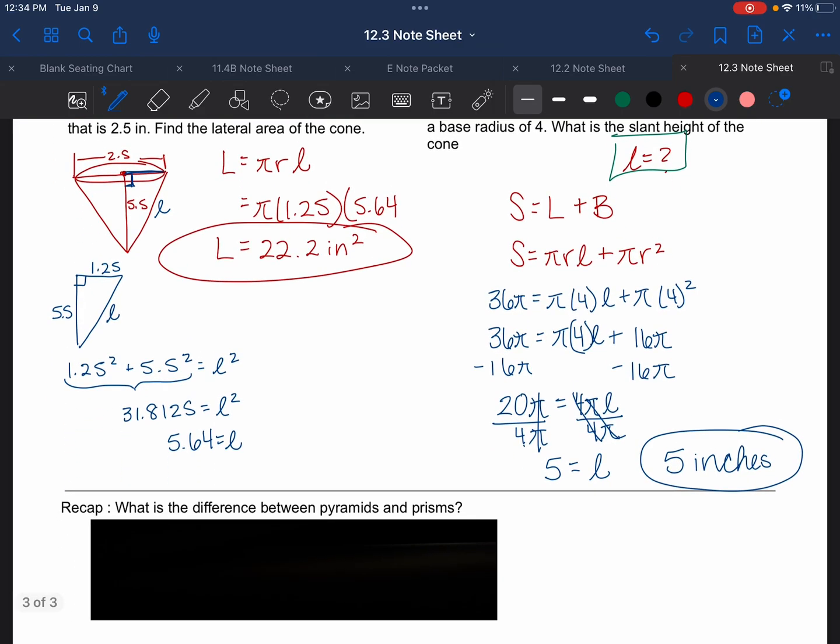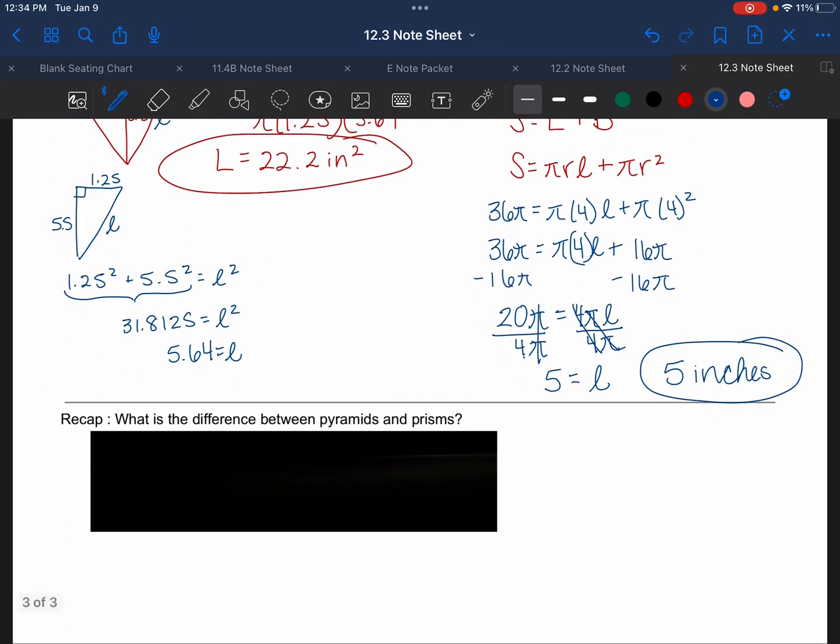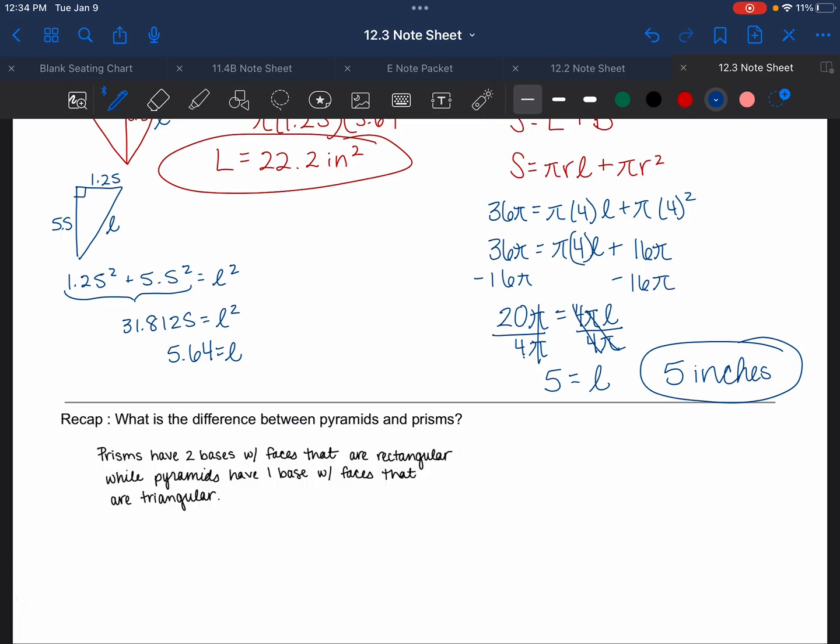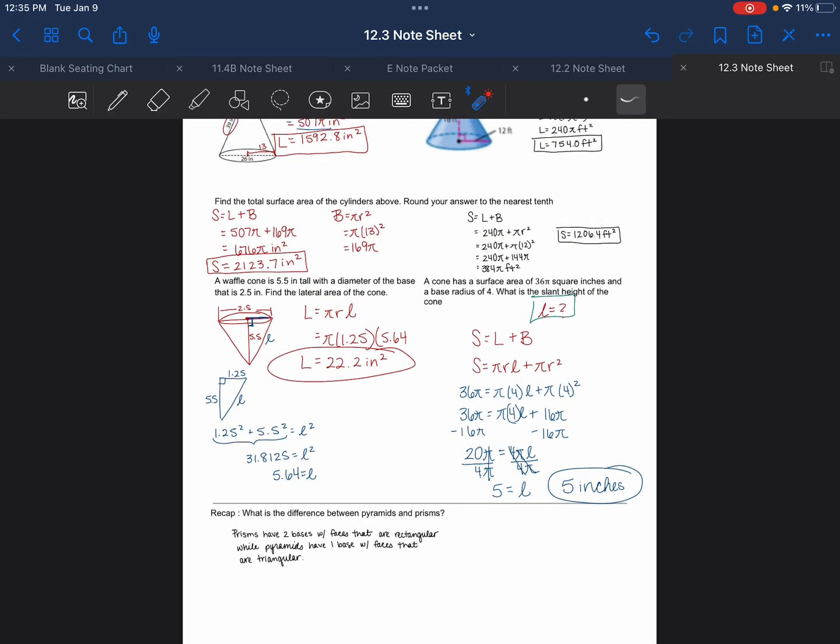All right, one last thing. What is the difference between pyramids and prisms? Okay, 2 main differences here. One, the prism has 2 bases. A pyramid has 1 base. Second thing, prism faces are rectangular. Pyramid faces are triangular. Okay, those would be your 2 main differences there. And that completes the notes for 12.3.